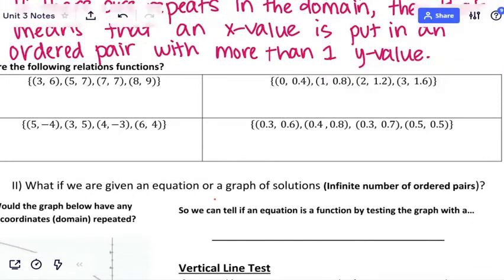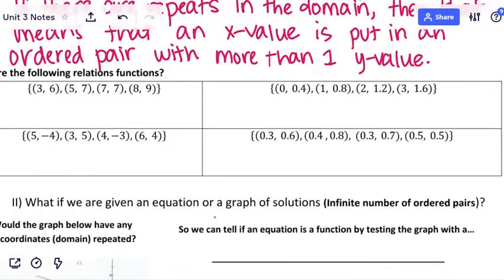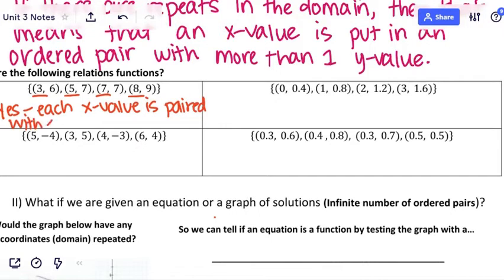Okay, so let's take a look at our first relation. Is it a function? In order to be able to tell if this is a function, I want to look at the domain values. So we have 3, 5, 7, and 8. Are there any repeats in the domain? No. So since there are no repeats in the domain, is this relation a function? Yes. Each x value is paired with exactly one y value.